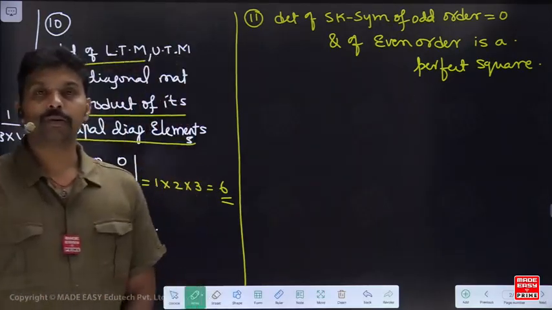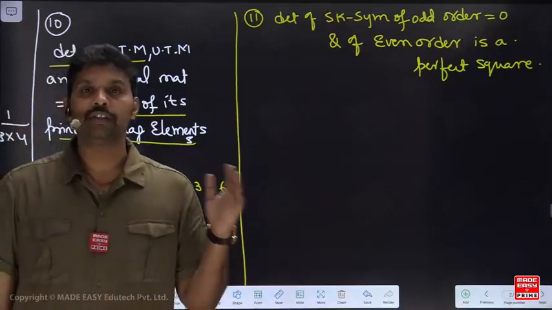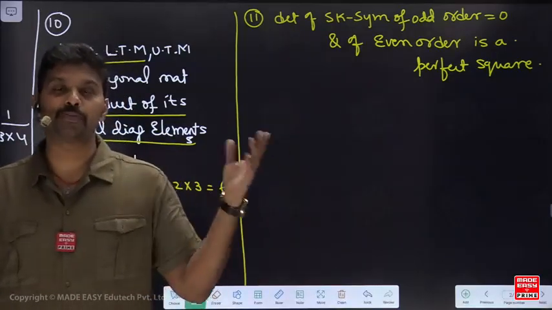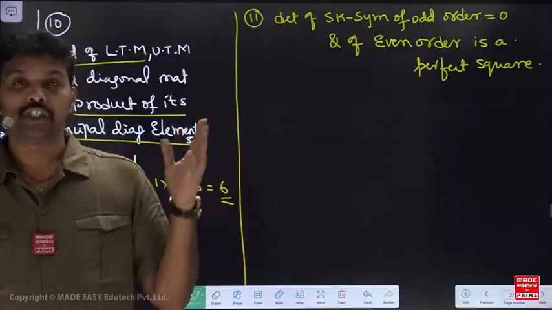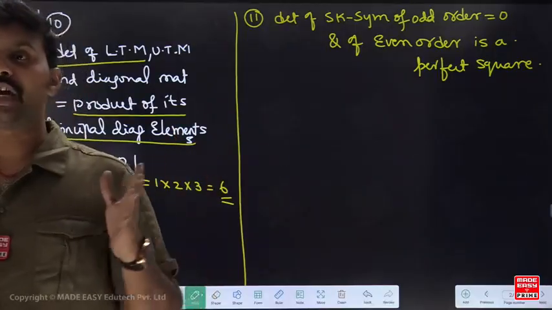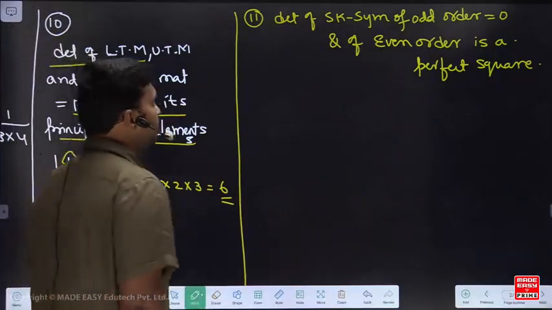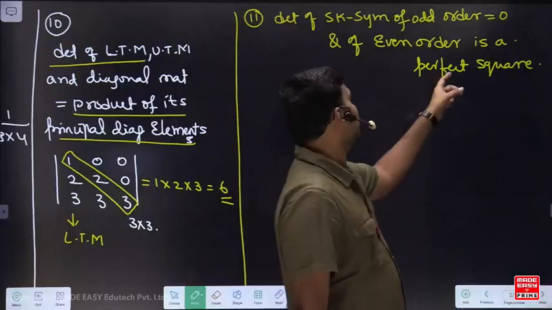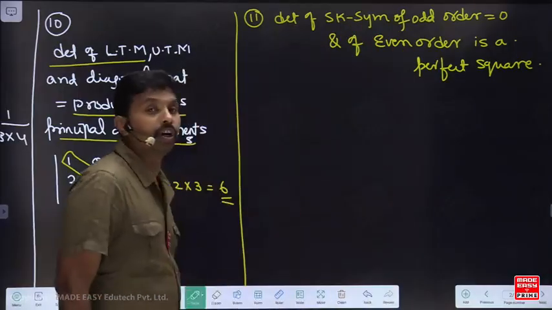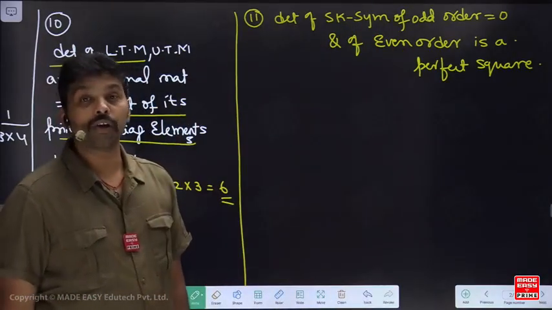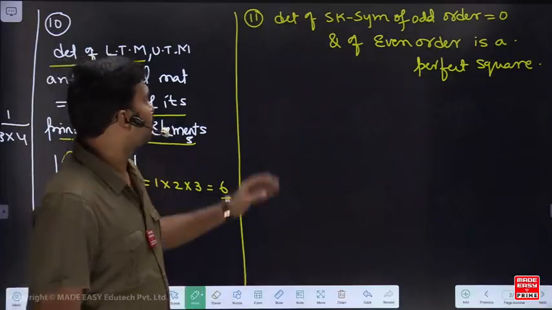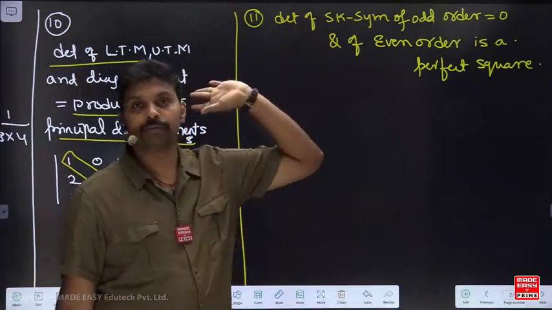Perfect square मतलब क्या होता है बेटा? 1, 4, 9, 16, 25, 36, 49, 64, right? So these are the perfect squares here. Such kind of numbers will be the value of the determinant of a skew symmetric matrix of even order. But odd order is straight away 0, right?